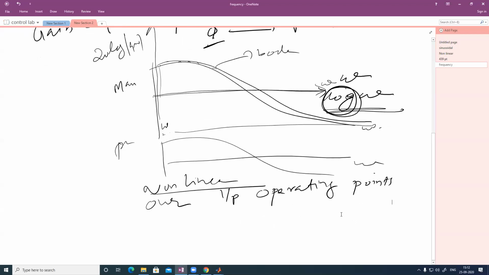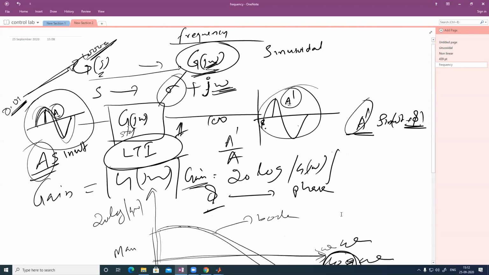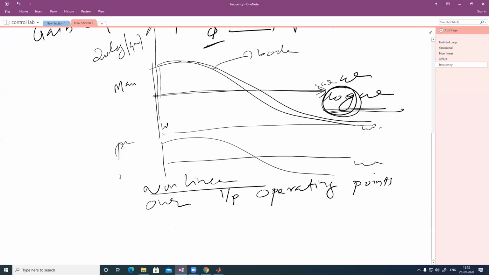In a non-linear system, the magnitude does not remain the same if you give a 1 volt or 100 volt sine wave. For a non-linear system, from 1 volt to 10 volt it will change, and this one also will change. So you have to fix the operating point.